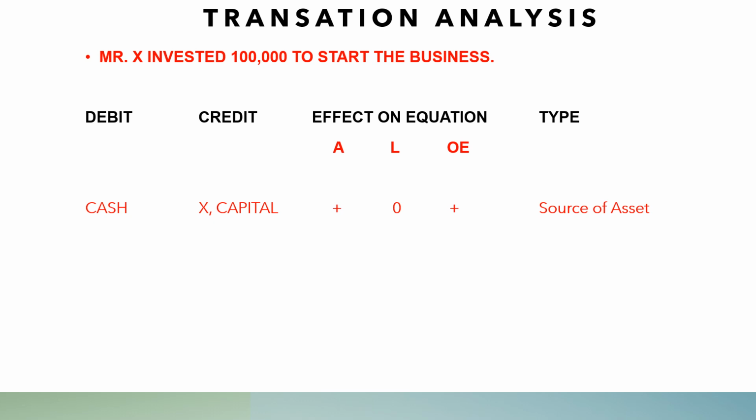To increase capital, the normal balance is credit, so we place X capital on the credit side. The effect on the accounting equation: cash is increased, so positive. No effect on liabilities because both accounts, cash and X capital, are not liabilities. Then owner's equity increased because X capital increased, and that is an owner's equity account. Because assets increased, this is a type of transaction described as source of assets.